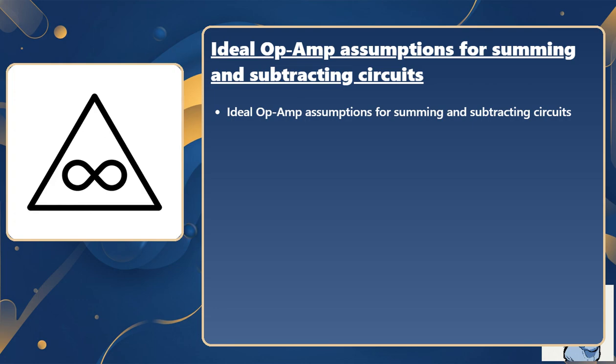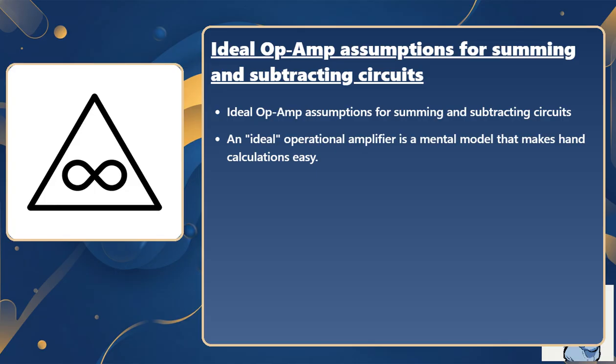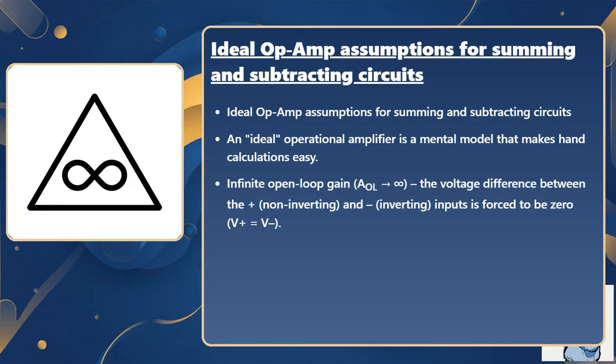Ideal op-amp assumptions for summing and subtracting circuits. An ideal operational amplifier is a mental model that makes hand calculations easy. Infinite open-loop gain, A sub OL goes to infinity. The voltage difference between the plus (non-inverting) and minus (inverting) inputs is forced to be zero. V plus equals V minus.